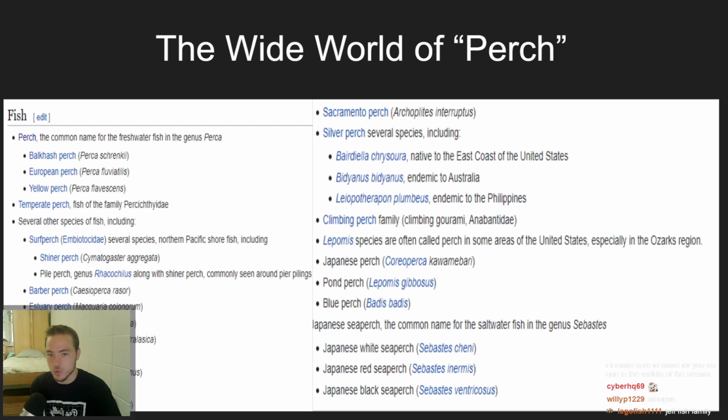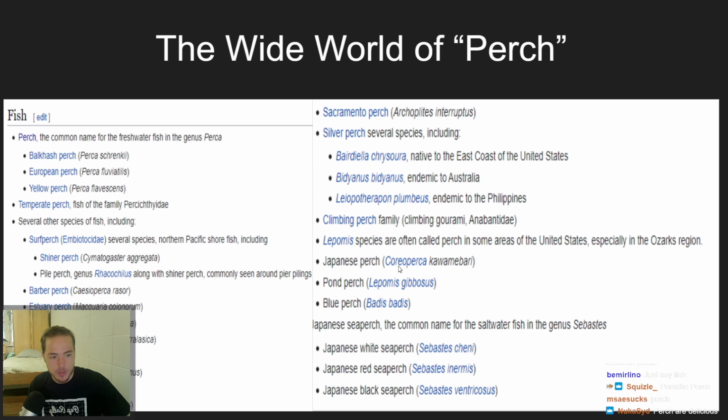First of all, we have actual perch, the freshwater genus, actually called perch: Balkash perch, European perch, yellow perch. But then we have the temperate perch. Of course, then we have the surf perch, the shiner perch, the pile perch, the barber perch, the estuary perch, the golden perch, the Macquarie perch, the Nile perch, the parati perch, the white perch, the rock perch, the Sacramento perch, the silver perch species, the climbing perch family, the Lepomis, which are the sunfish, which are sometimes called perch, the Japanese perch, the pond perch, the blue perch, the Japanese white sea perch, Japanese red sea perch, and Japanese black sea perch. And none of these groups are related.